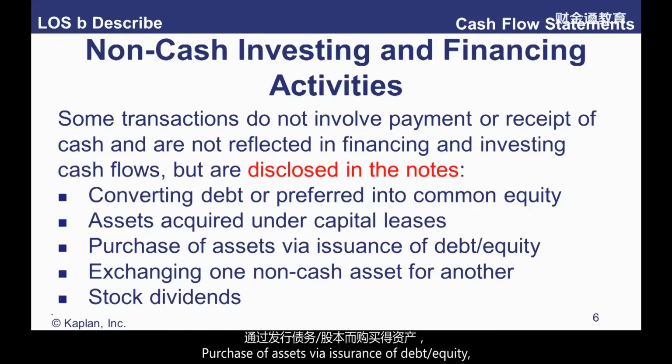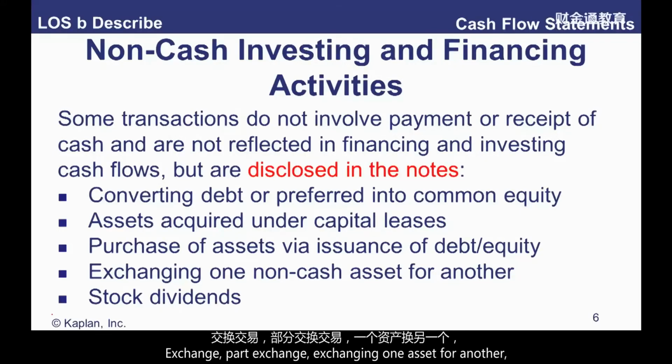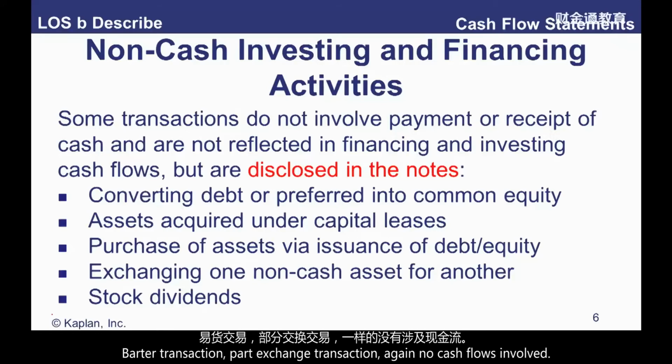Purchase of assets via issue of debt and equity. So rather than paying cash, we've essentially issued a bond in place of that, or given equity away as consideration for the asset. Exchange, part exchange, exchanging one asset for another. Barter transactions, part exchange transactions. Again, no cash flows involved.